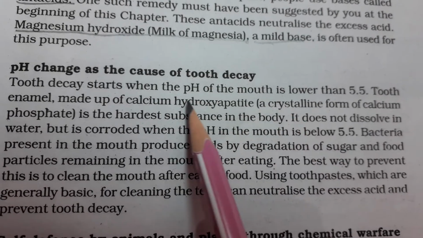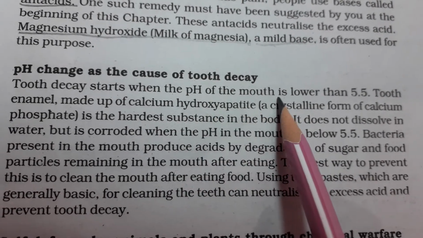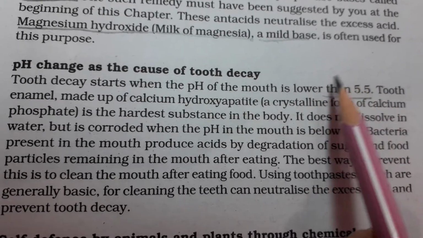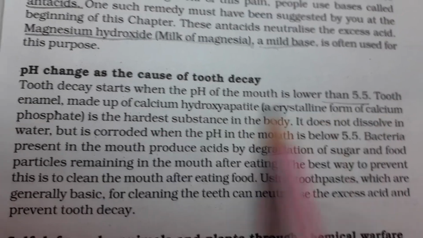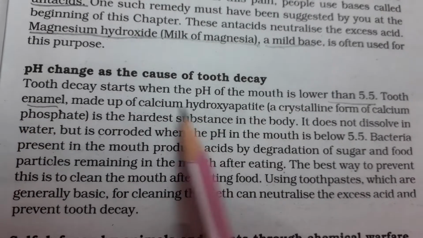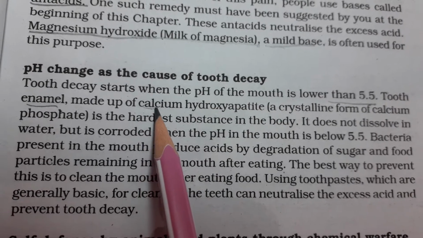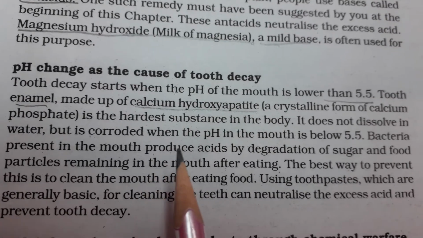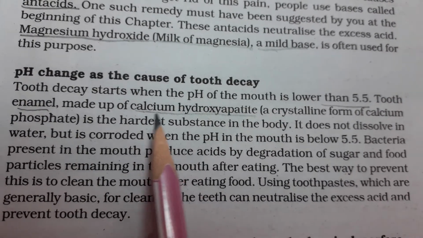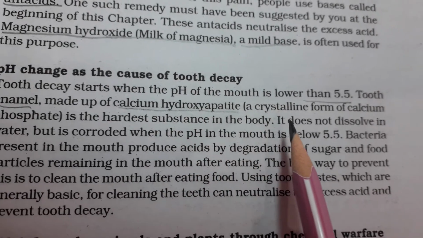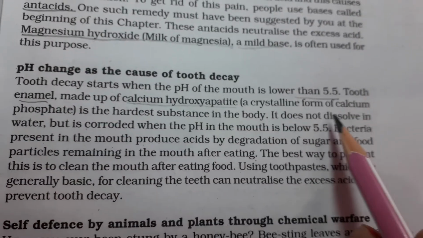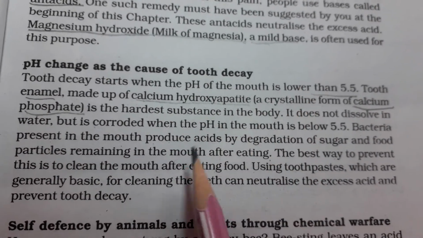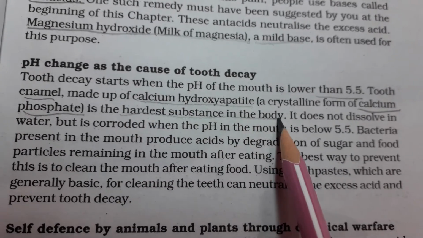As you can say, when the pH of the mouth is lower than 5.5, it means that it becomes more acidic. Tooth enamel is made up of calcium hydroxyapatite. It is a crystalline form of calcium phosphate, which is the hardest substance in our body.